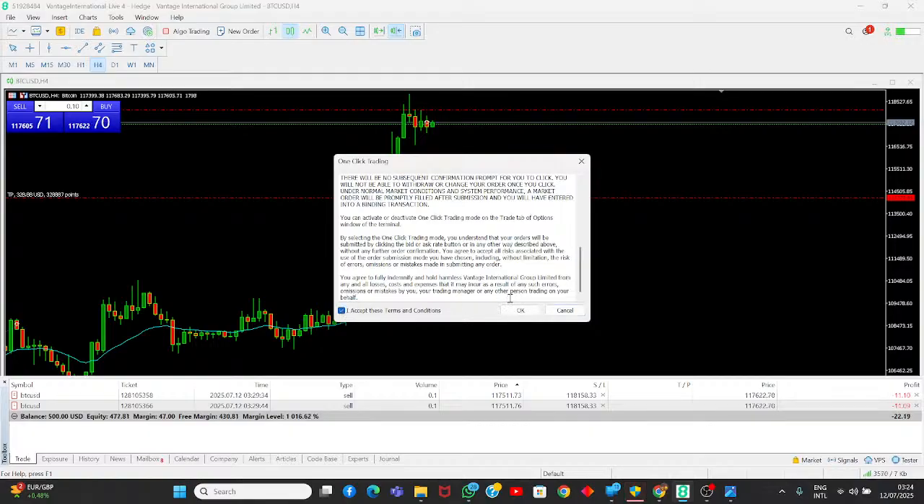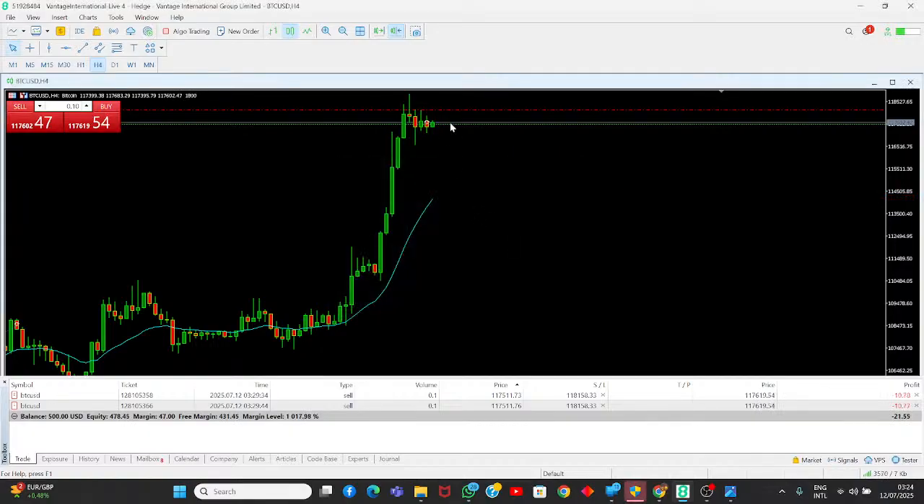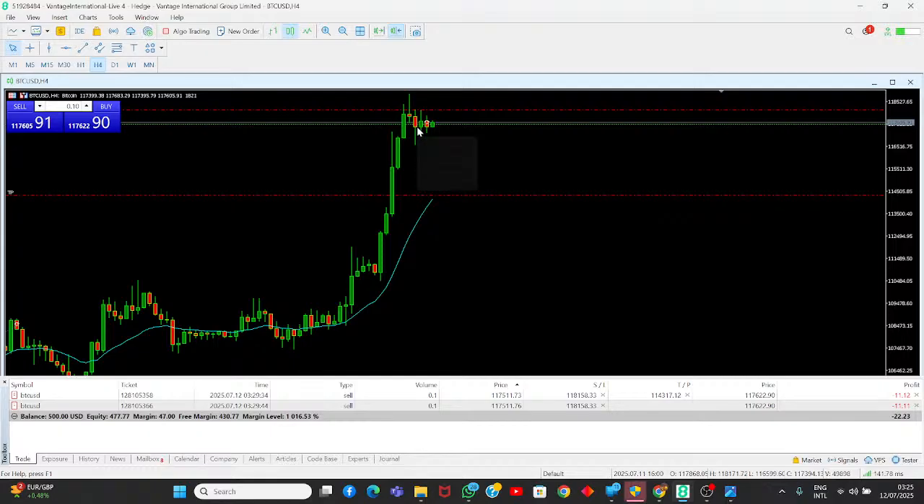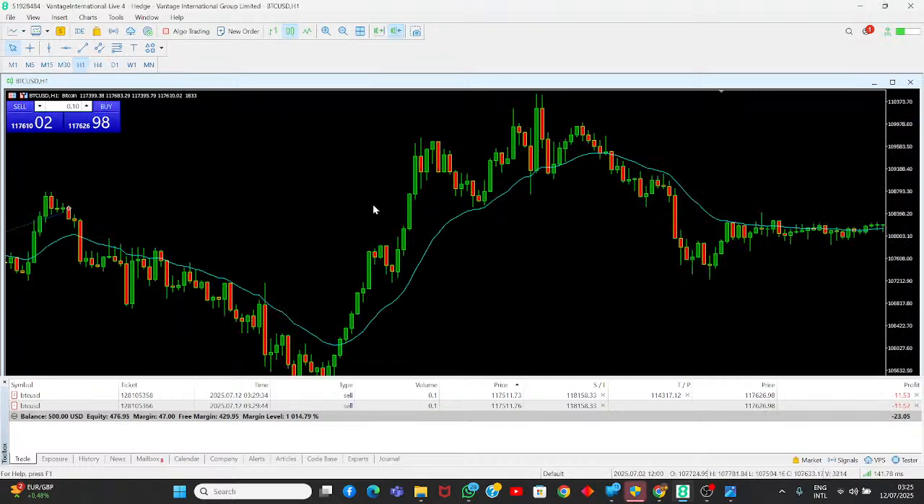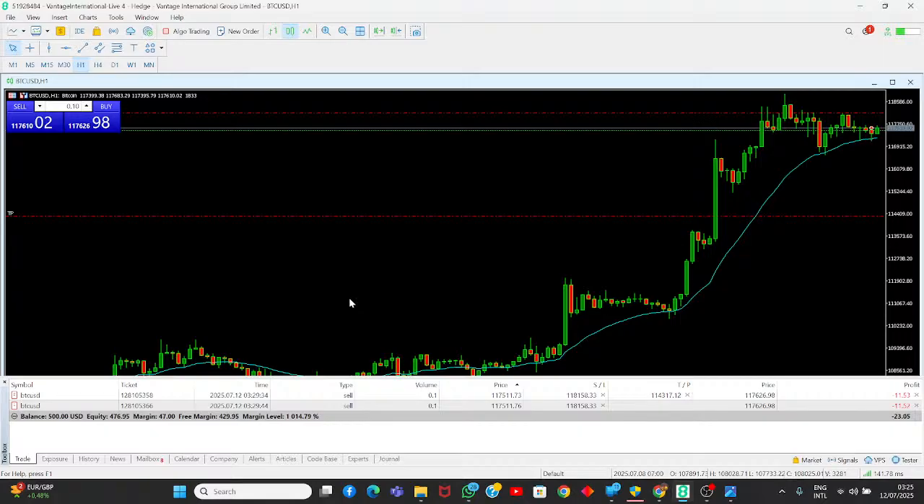So we might be seeing a drop to this zone. Since we're seeing these rejections on the upside, if this candle closes below this zone, we might see a drop to this zone here. Might see the market drop, pull back here. So that is my outlook on BTC.